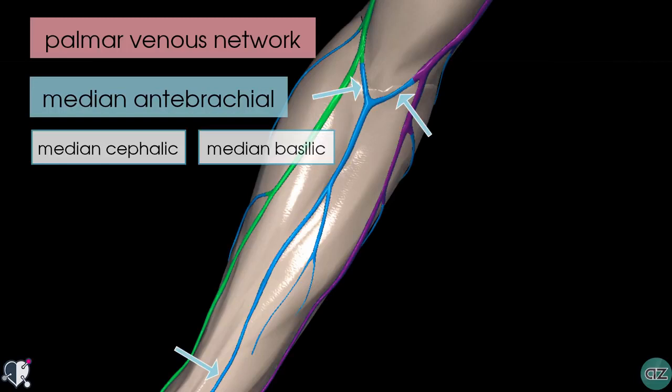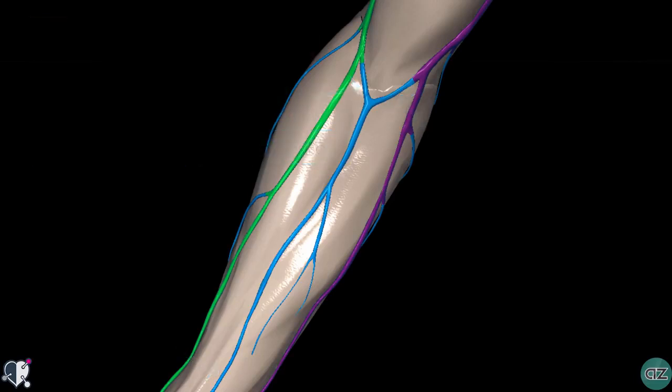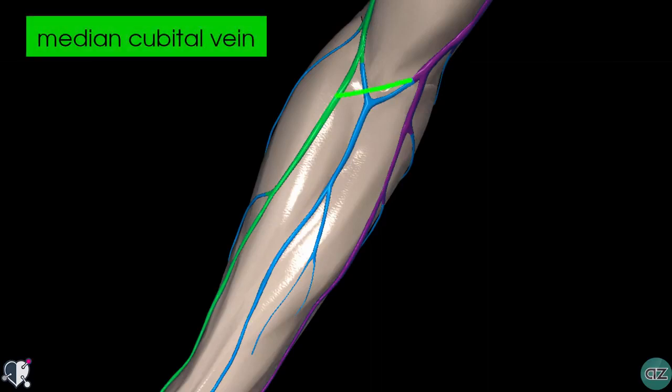Another common configuration at the antecubital fossa, where the cephalic vein drains into the basilic vein directly, is via this vein known as the median cubital vein. And this joins the cephalic vein to the basilic vein directly. In this case, the median antebrachial vein may take a different course, so it might drain into the basilic vein rather than forming these two veins, the median cephalic and the median basilic veins.